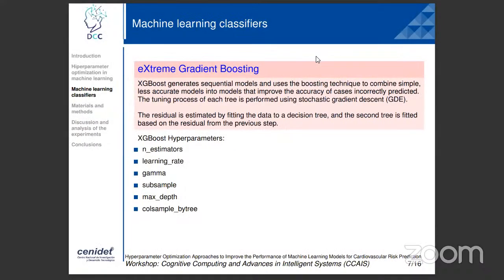For XGBoost, the hyperparameters we focus on were n estimators, learning rate, gamma, subsample, max depth, and colsample by tree. Learning rate controls the speed at which the model learns from previous mistakes and adjusts the weight of the trees. Subsample, on the contrary, determines the proportion of instances to consider for each tree.